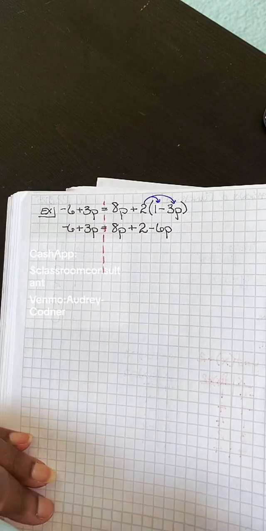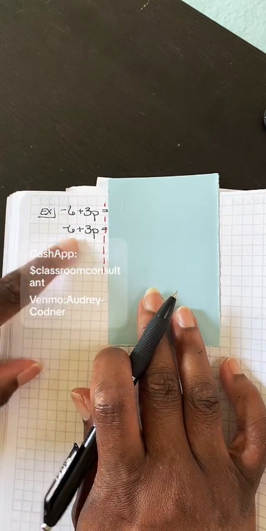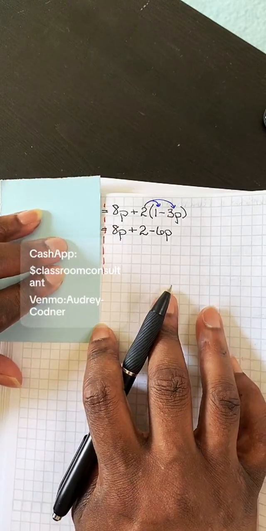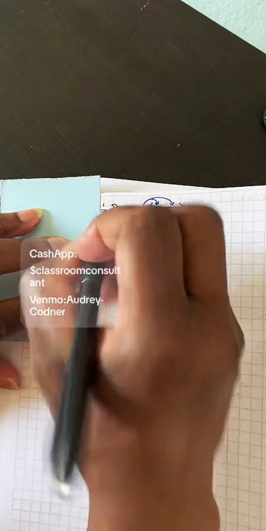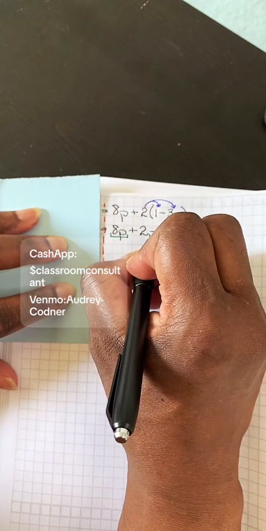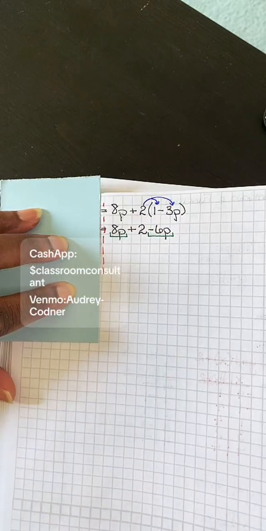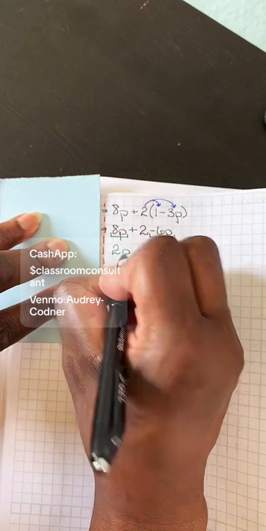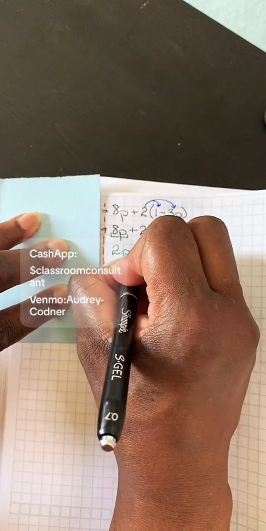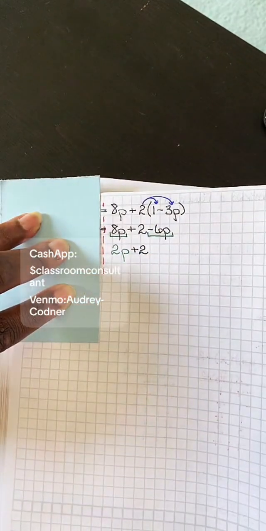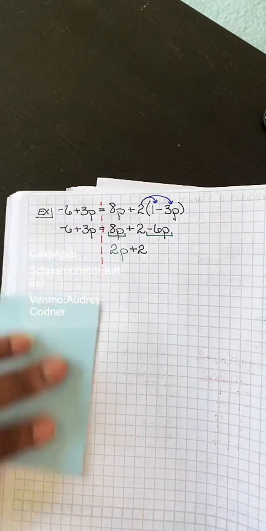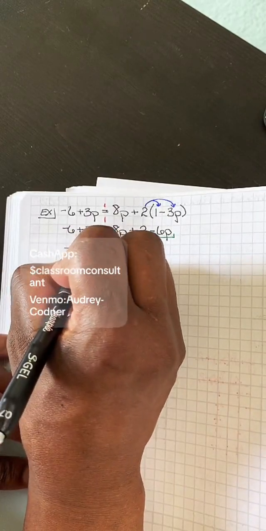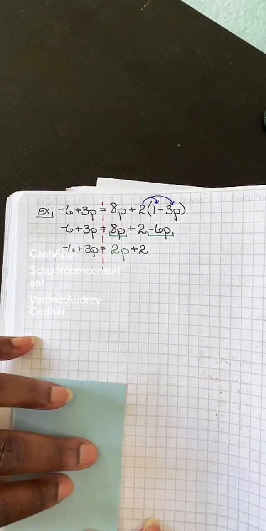Okay. So if I look to the left of my equal sign, I don't have any like terms, so we're good with that. But if I look to the right of my equal sign, I do have like terms. We have 8p and negative 6p. So 8p minus 6p, that gives us 2p. And then we're bringing down the plus 2. Okay, good. So we have negative 6 plus 3p equals 2p plus 2.